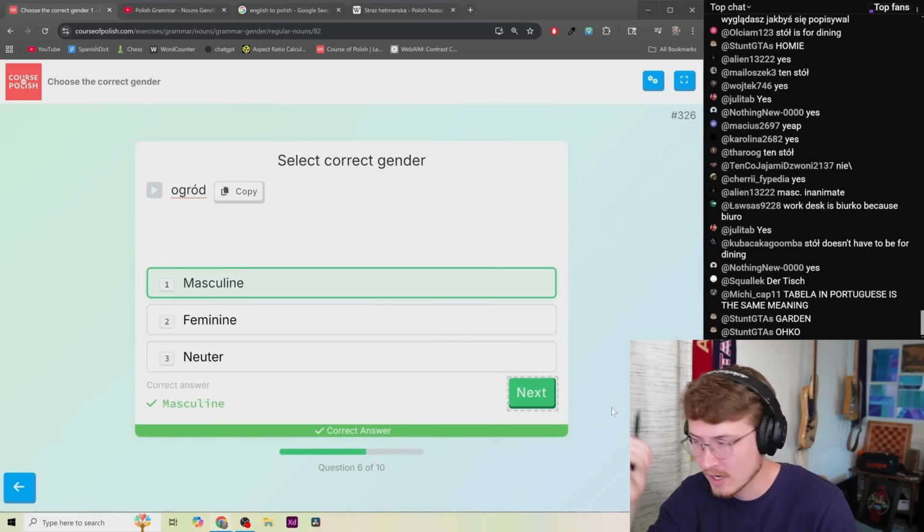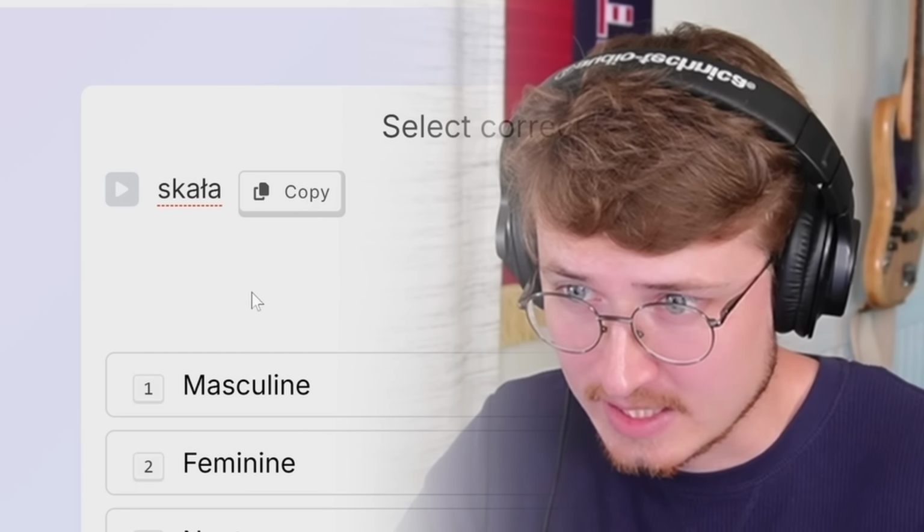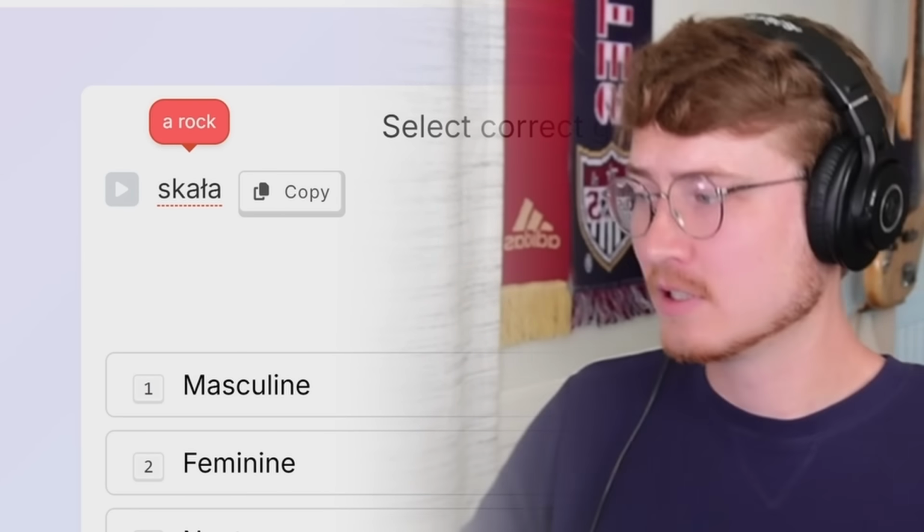Skała. I'm gonna venture to guess what this means. Skała. Does it mean like skates? A rock. Oof. Way off. That's okay. And that's going to be feminine because it ends in an A.